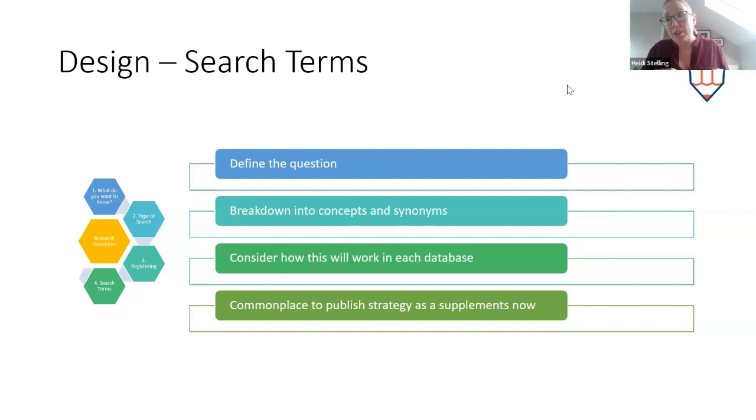It's really commonplace now to publish your strategy as a supplement, which is great for people who are learning, because you can look at what other people have done, but you also need to be mindful of that. For transparency and rigor in research, you will be asked to show your working out, as it were, and show how you've gotten to where you are.